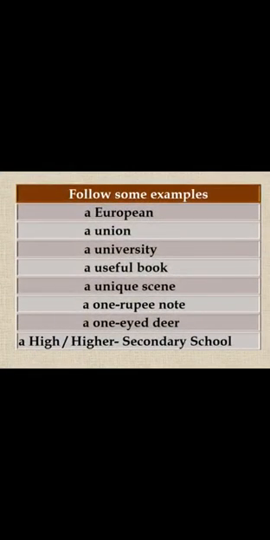Okay, follow some examples. A European, a union. See, the sounds are U or wa. A European, a union, a university, a useful book, a unique scene, a 1 rupee note, a 1 idea, a higher secondary school.